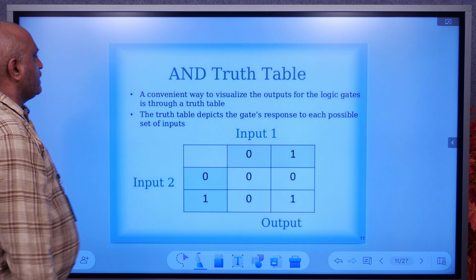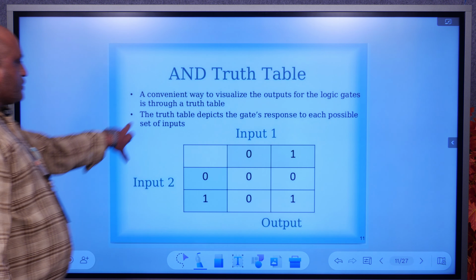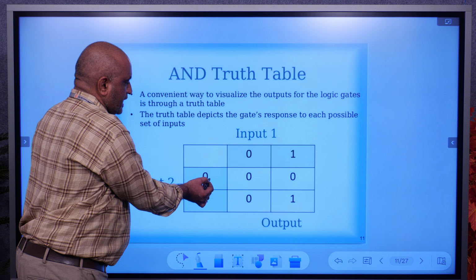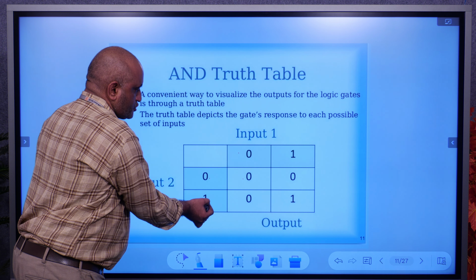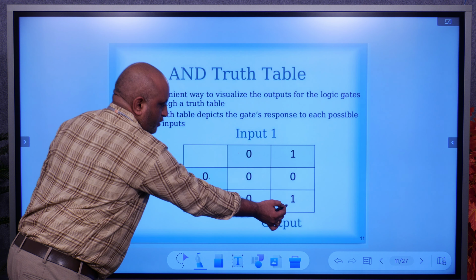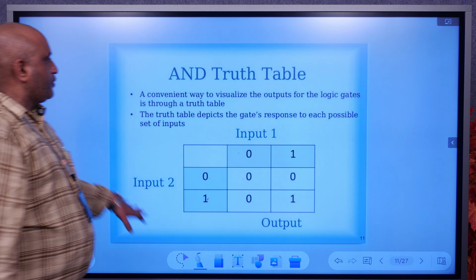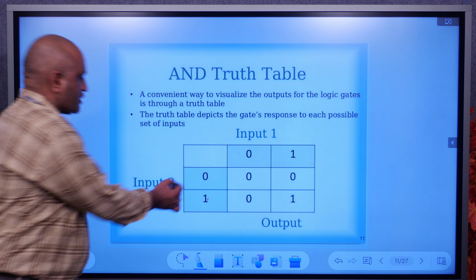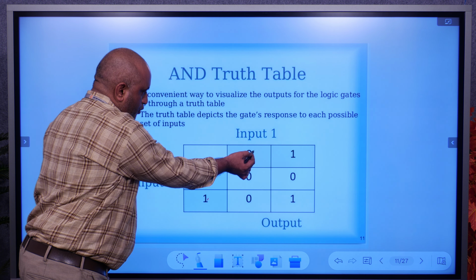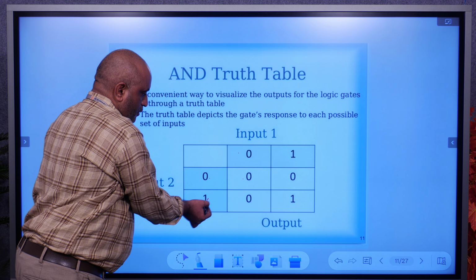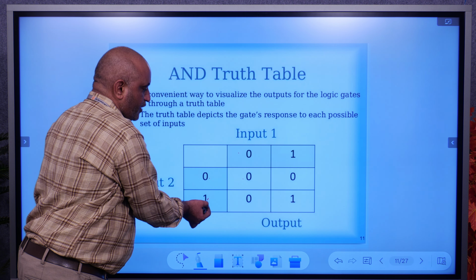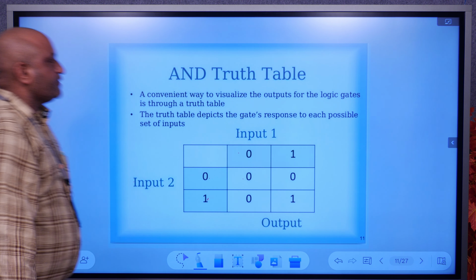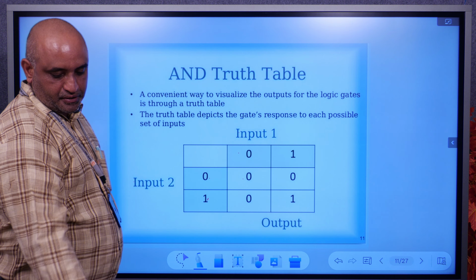AND gate truth table. Another way of writing the truth table: suppose you consider 0, 0, output is 0; 0, 1, 0; 1, 0, 0; 1, 1, 1. This is another way of the truth table. Suppose input is 1 and input is 2. Suppose both inputs are zeros, the output is 0. Suppose any one input is 1, the output is 0. Both inputs are 1, the output is 1. This is another way of the truth table of the AND gate.